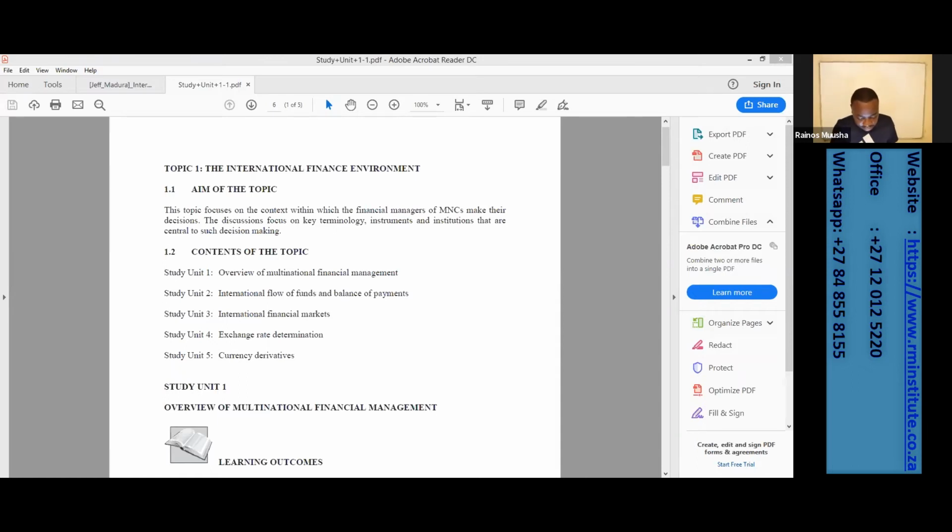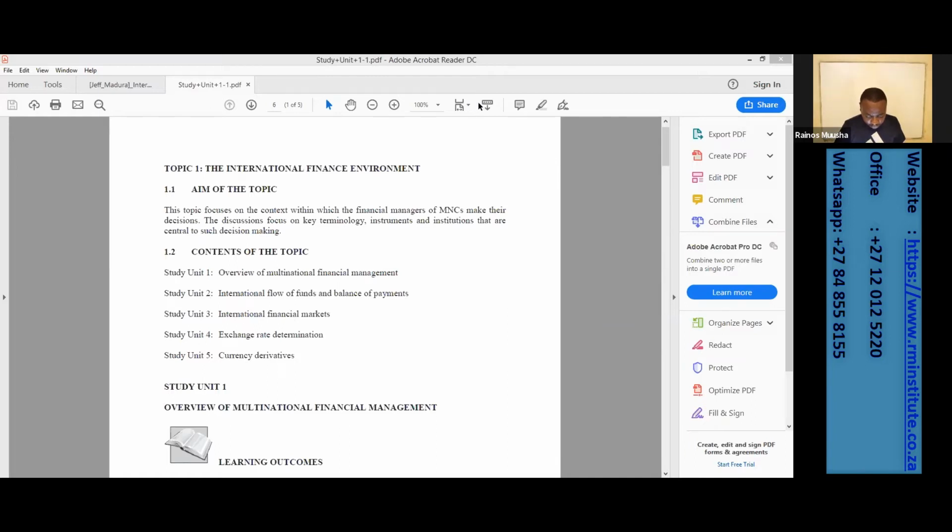They say the aim of the topic is that this topic focuses on the context within which the financial managers of the multinational company make their decisions. So the discussions focus on key terminology, instruments, and institutions that are central to such decision-making as well. You see that when it comes to topic one, the study units covered are these 5 study units. And of these 5 study units, today we're going to be looking at the overview of multinational financial management, right?